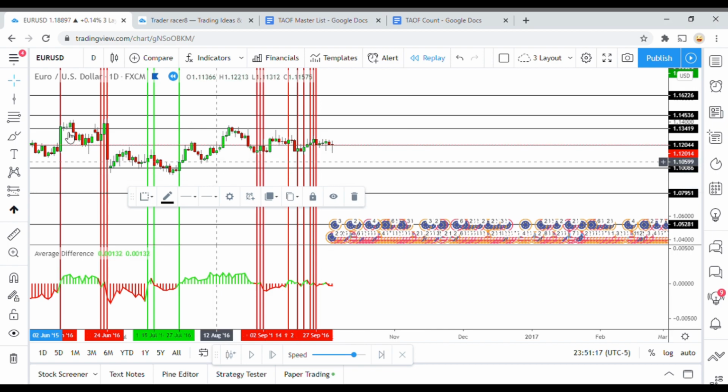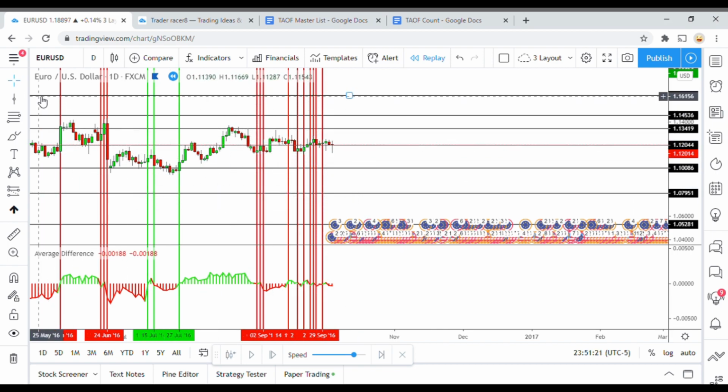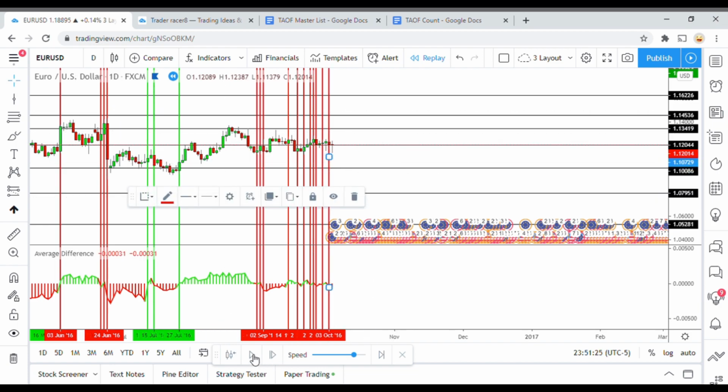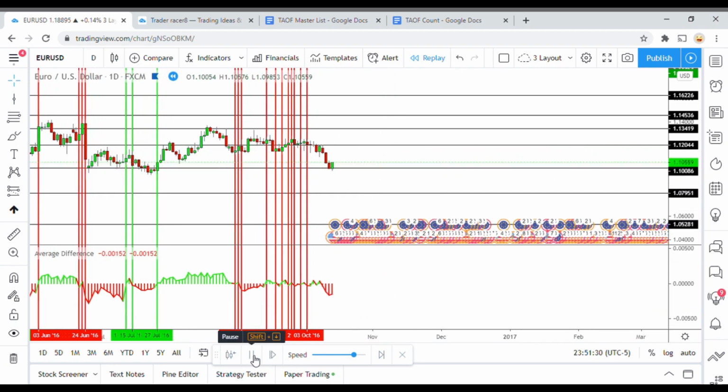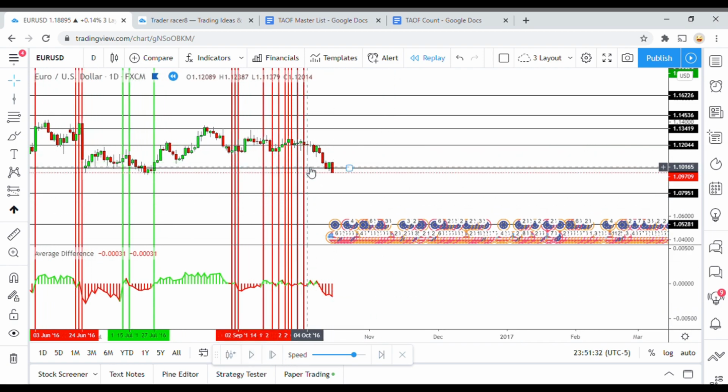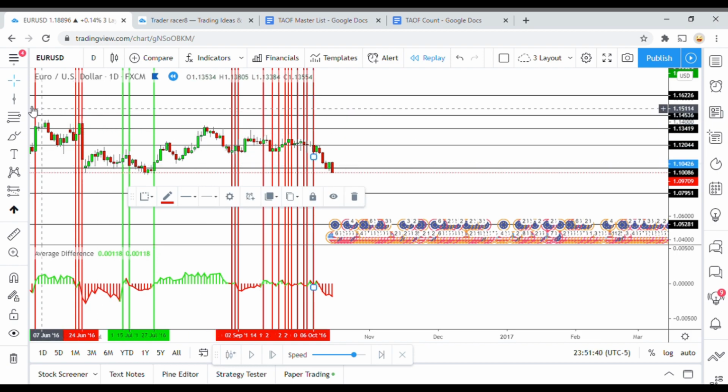And then a long. Then a short. And a long. Then back to a short. Man, this thing's just getting pinballed. In and out and in and out and in and out.